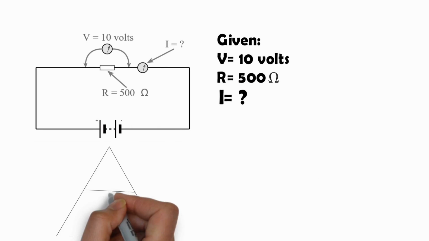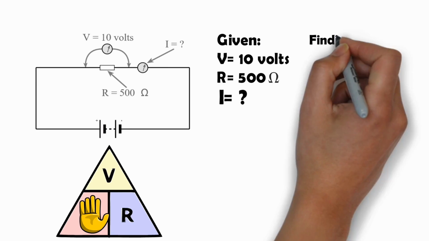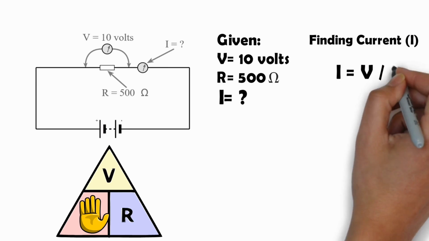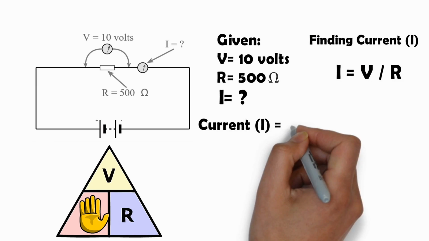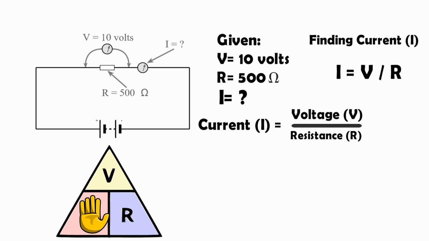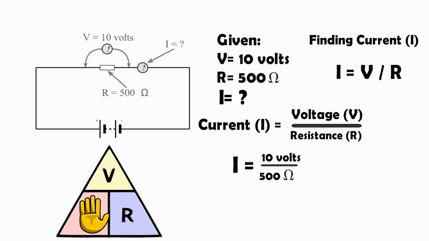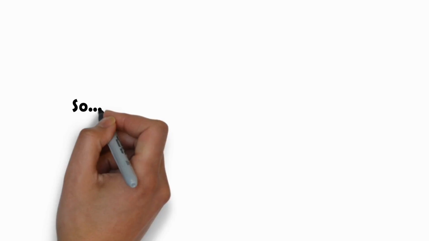We write again the Ohm's triangle and cover I since we are looking for current. So the formula for finding current is I equals V divided by R, or current equals voltage divided by resistance. We substitute the given variables in the formula, giving us I equals 10 volts divided by 500 ohms. Therefore, our current, or I, will be 0.02 amps.